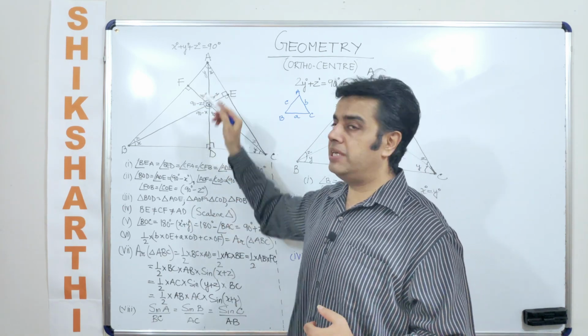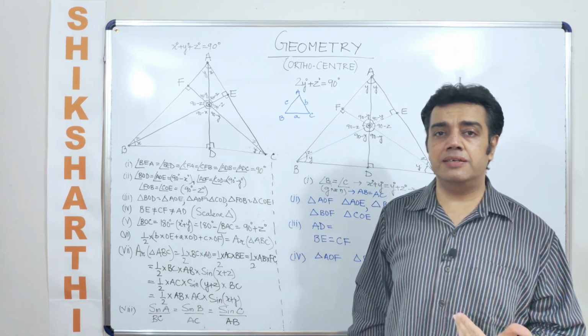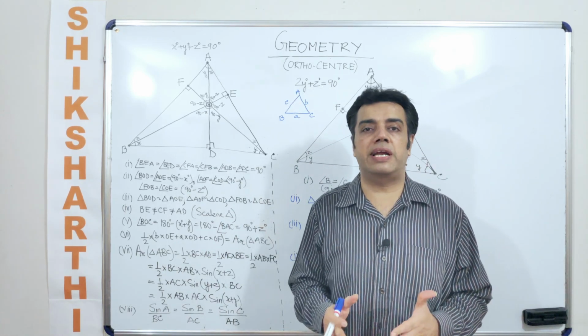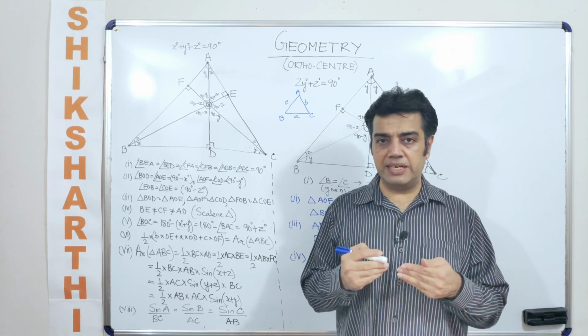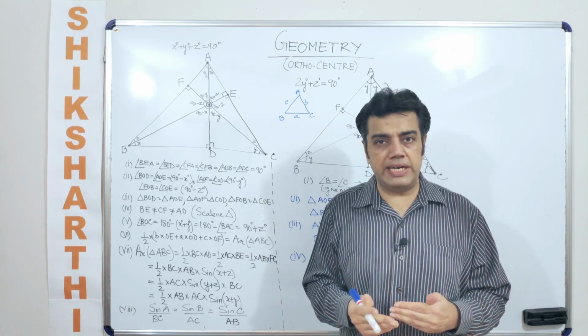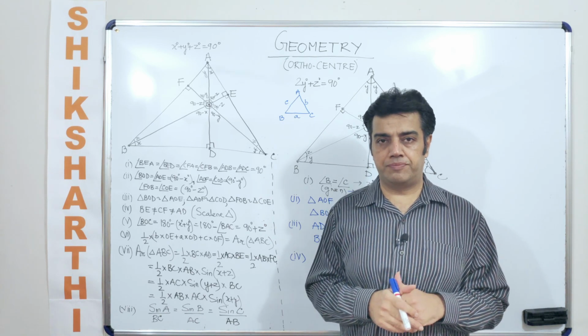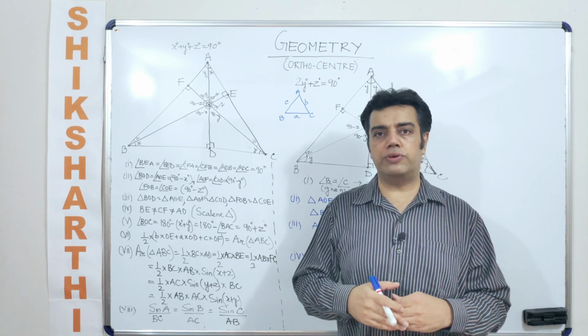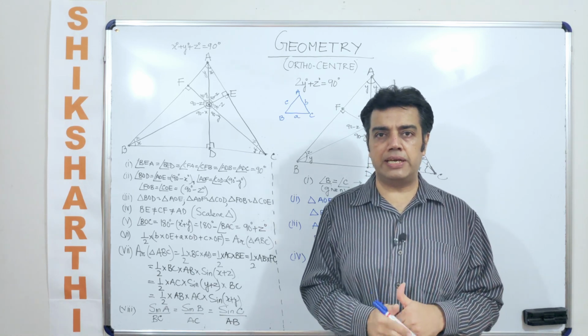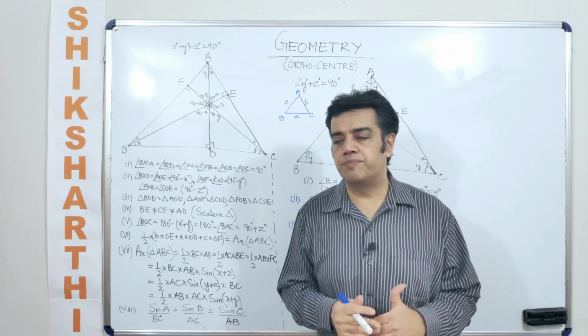For example, how many altitudes can I draw inside a triangle which is not a right angle triangle? The maximum number of altitudes which can be drawn inside a triangle which is not a right angle triangle are 3. If it is a right angle triangle, then what is the maximum number of altitudes that you can draw inside it? There is only one altitude that you can draw.